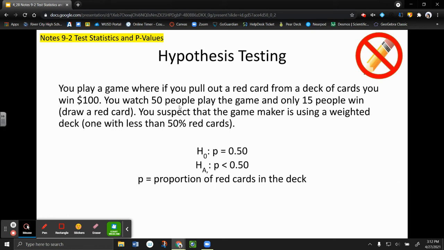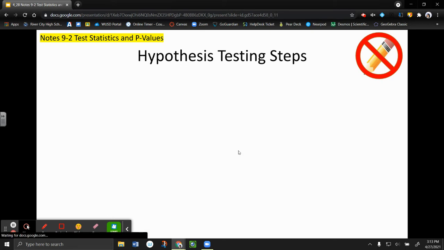So we have to ask ourselves, I mean, we know that that's possible. It is possible to only draw out 15 red cards out of 50. However, we want to know how possible is that, given that we're going to assume that the deck is fair. So that's the whole idea of hypothesis testing.